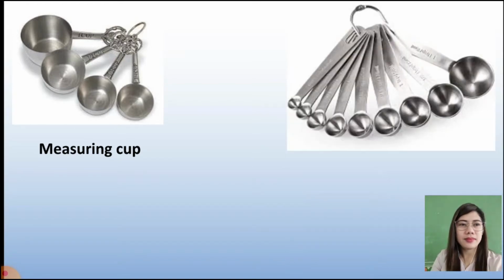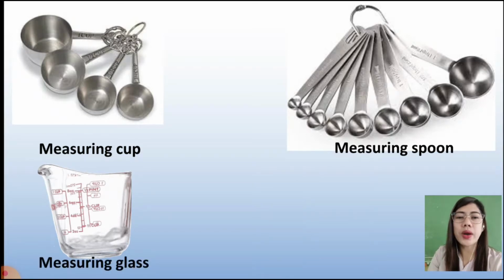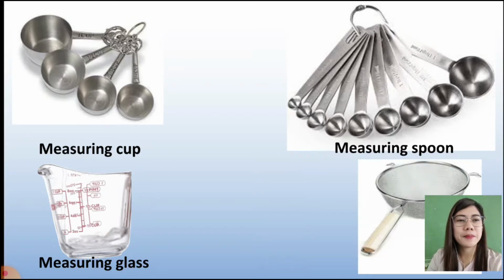Next. Yes, that is what we call the measuring spoon. The third one, exactly, we are using this in measuring our dry ingredients. This is what we call the measuring glass. How about the next one? Okay, that is what we call the sifter.